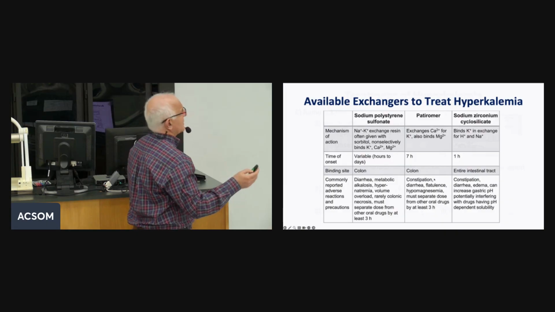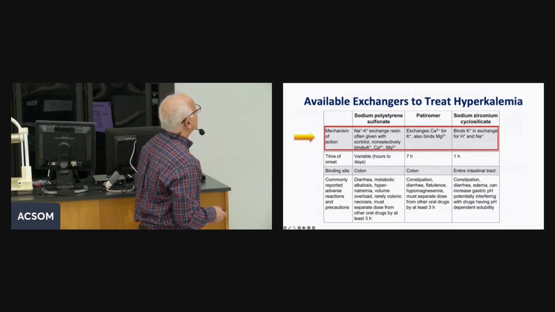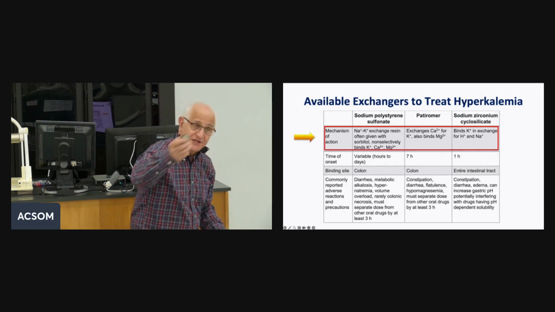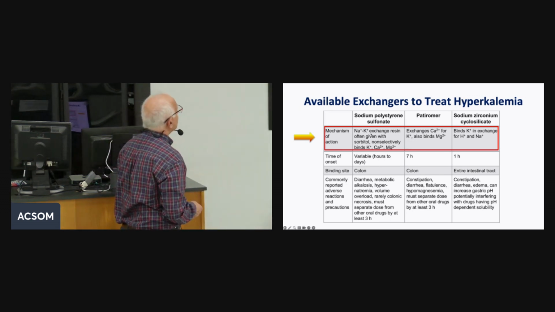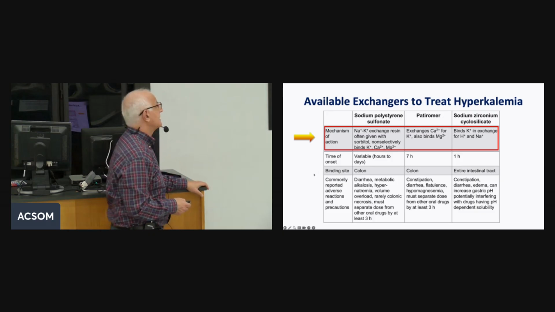So these are the exchanges. This is just for you to know. Nobody asks you to learn all of these. I just want to remind you that these are exchangers or binders. They get potassium in exchange for something. Two of them would be sodium and one would be calcium. Again, this is just for information. There's really nothing for you to memorize.